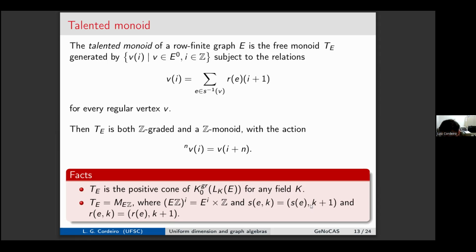One of the two is wrong. One is K, one is K plus 1. It should be K here in the source, not K plus 1. Yes, it goes from time K to time K plus 1. So another typo there.